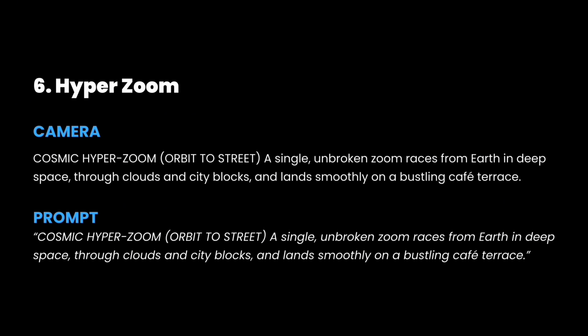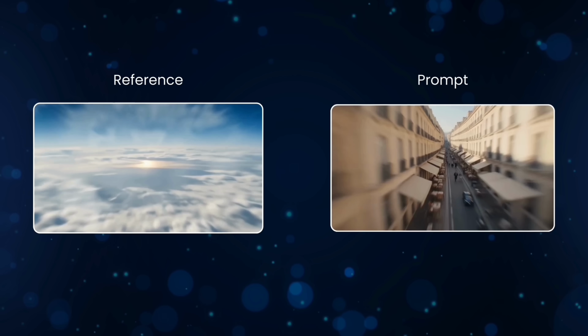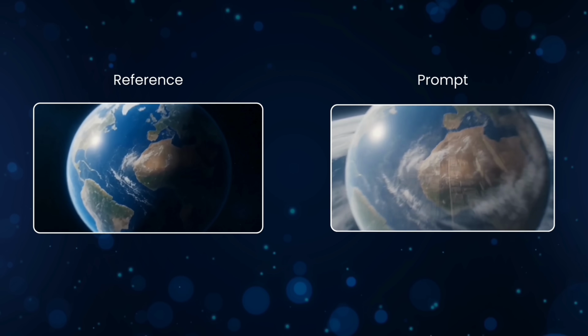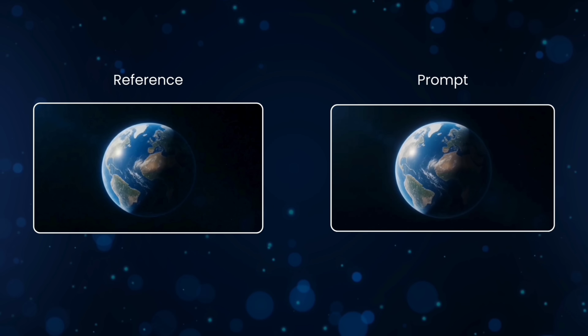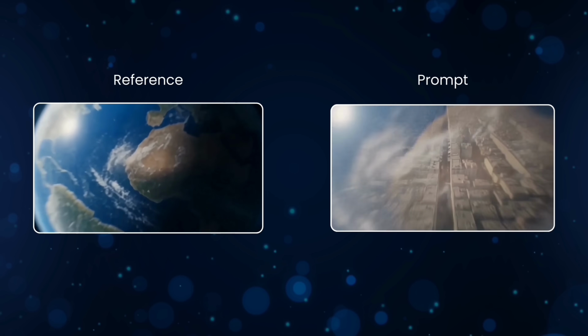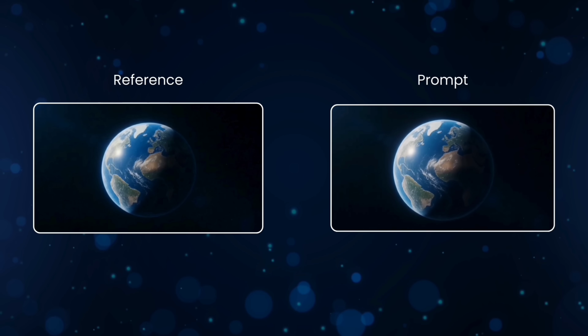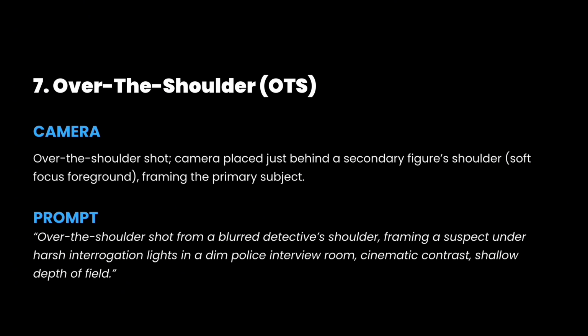Hyperzoom. This extreme axial zoom compresses vast distances into one seamless move, taking the viewer from macro scale to human scale without a cut. It quickly establishes location, scale, and momentum while grounding the audience in a specific place, ideal for opening scenes, trailers, or transitions where big stakes focus into personal moments. Number 7. Over the shoulder, or OTS.